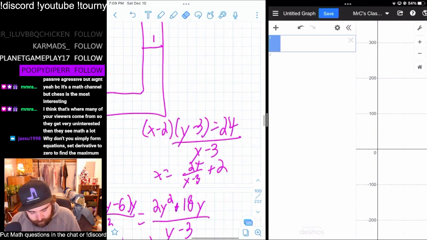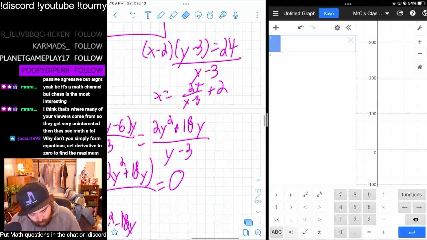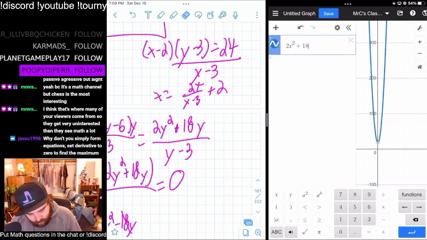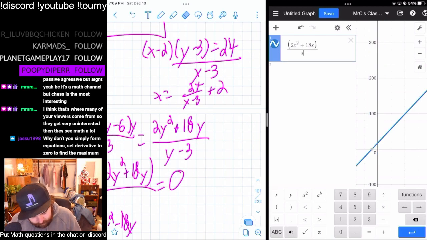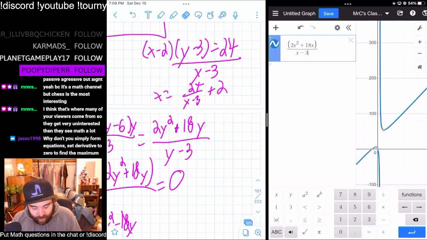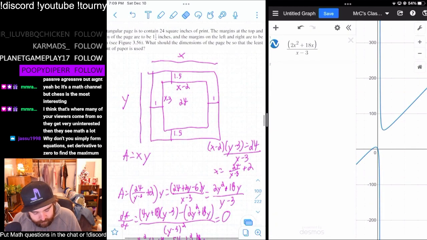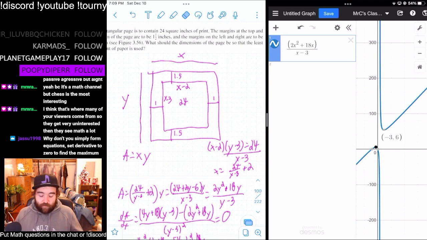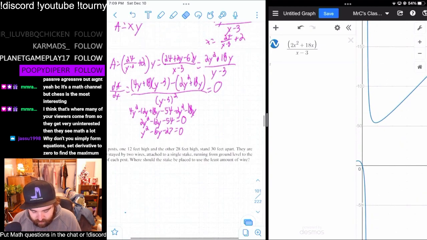So I could confirm by graphing my new equation here: 2x squared plus 18x divided by x minus 3. So yes, now we will have maximums or minimums. So we want minimums, and see this minimum's not going to count because it's negative. We can't have negative values. So the other one is what we're actually looking for.